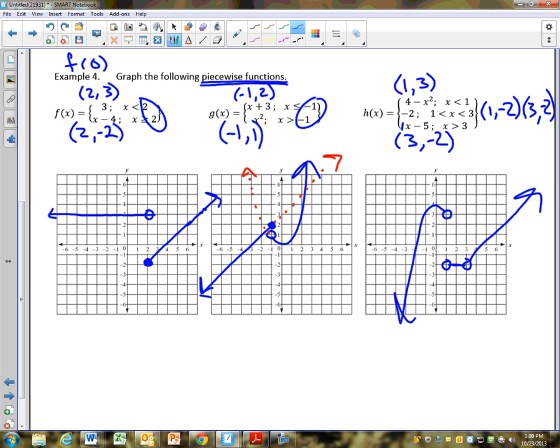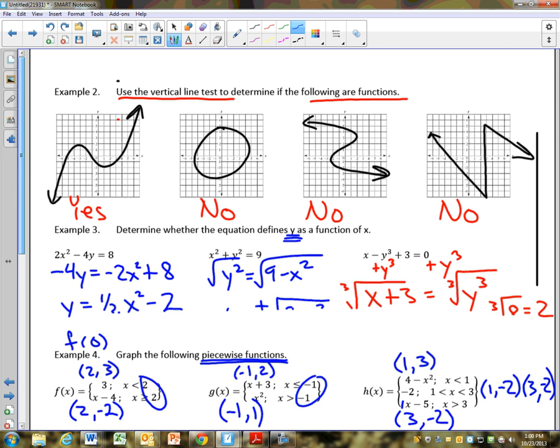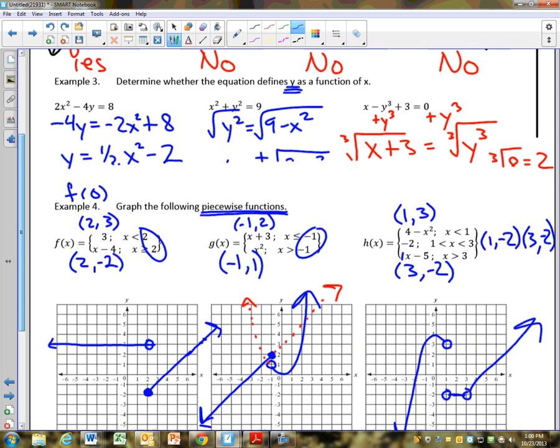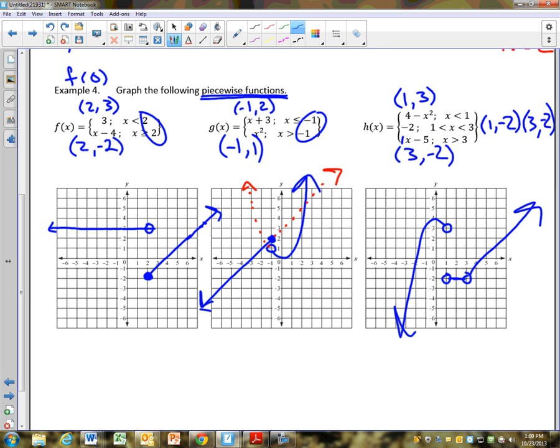So again, our objectives today were to identify whether or not something's a function by vertical line test. You guys know how to do that. Then to define whether it's a function by solving algebraically. And finally, be able to graph piecewise functions. So that's what I want you to practice today.